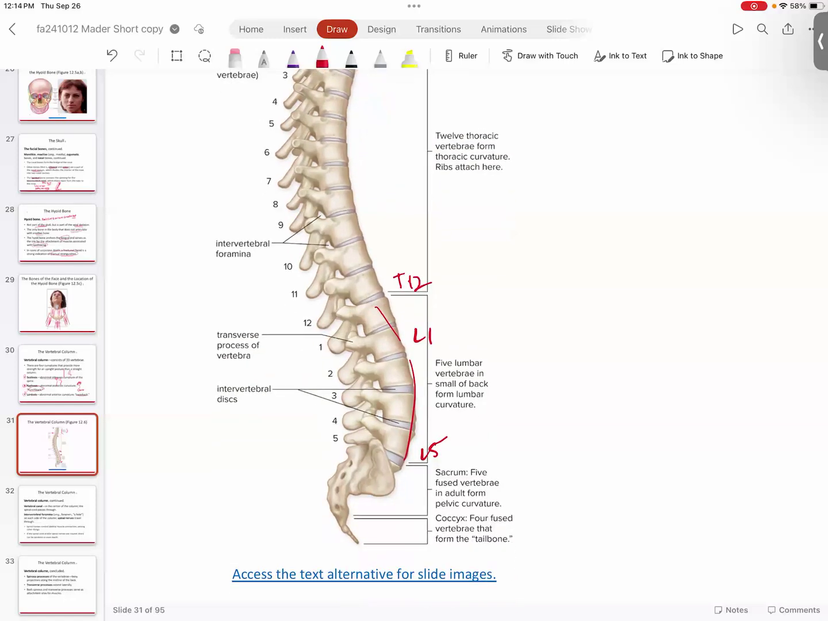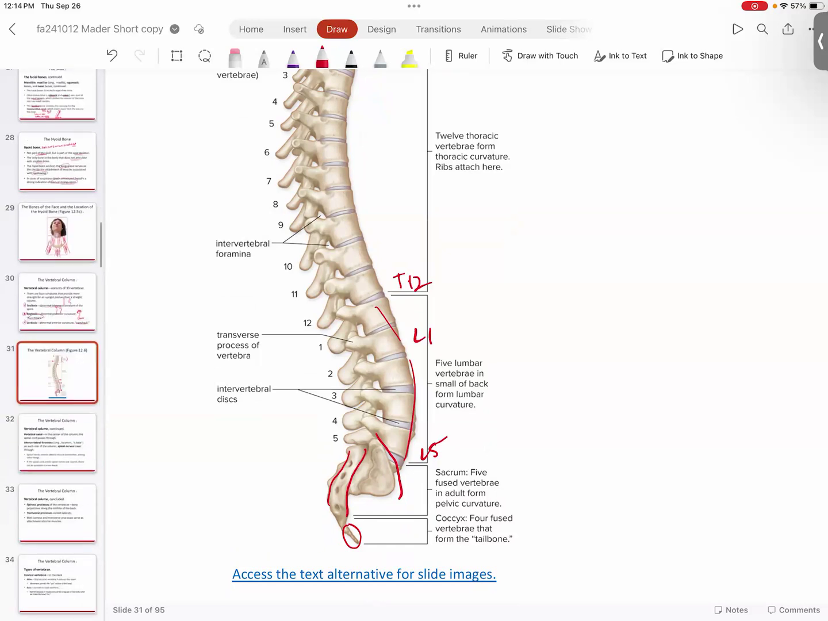And then at the very tip of your spinal cord, you've got what's called your sacrum, which is 5 fused vertebrae. Your sacrum forms this large pan-like structure with a little tip on it, your coccyx, which is 4 fused vertebrae. So that's basically your tailbone, your coccyx.